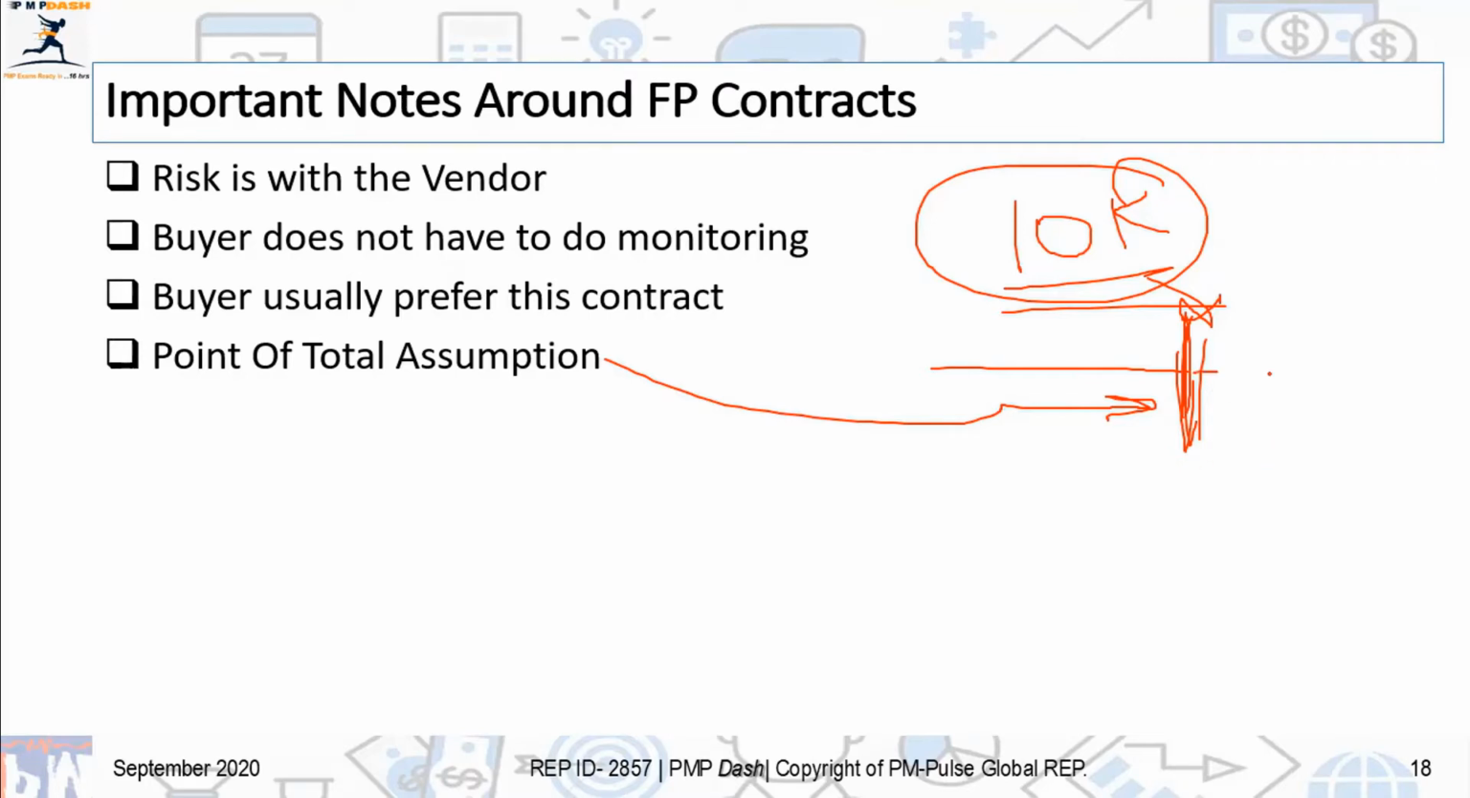Why? Because beyond this point, every day, every week that he spends on the project, the money will actually be spent entirely from his pocket, and he would never be able to compensate that from the customer.